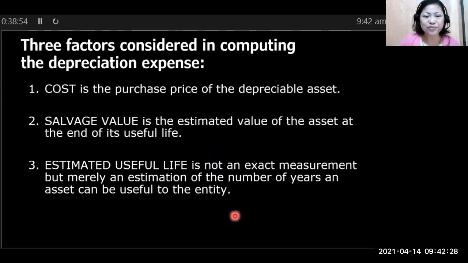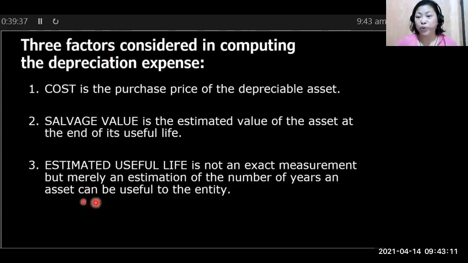There are three factors considered in computing the depreciation expense. Cost is the purchase price of the depreciable asset. Then we have the salvage value. It is the estimated value of the asset at the end of its useful life. Then we have the estimated useful life. It is not an exact measurement. As the name connotes, it is an estimation, just a mere estimation of the number of years an asset can be useful to the entity.